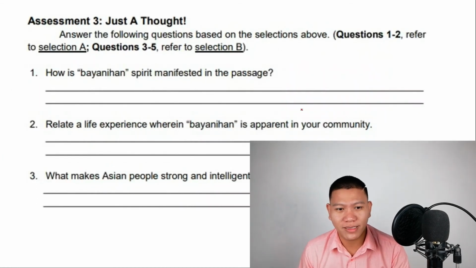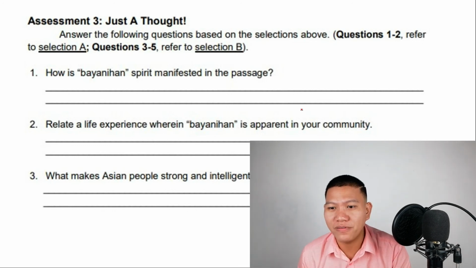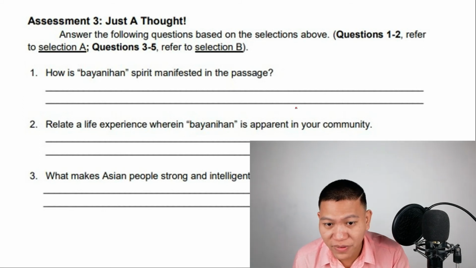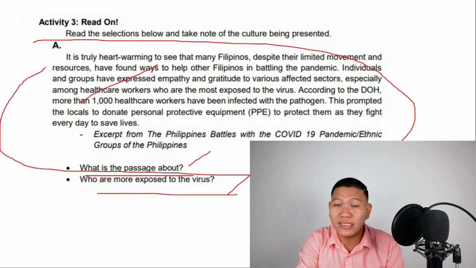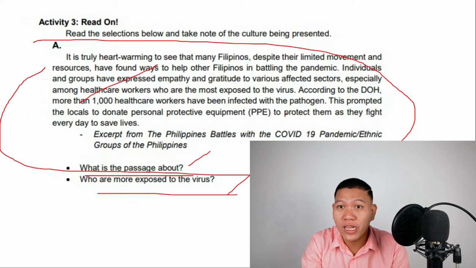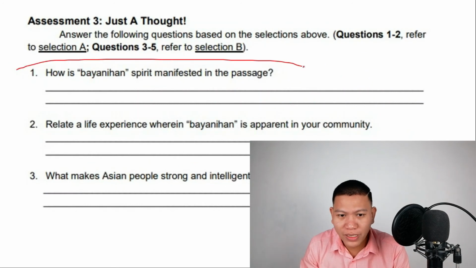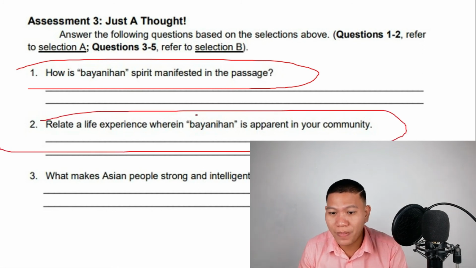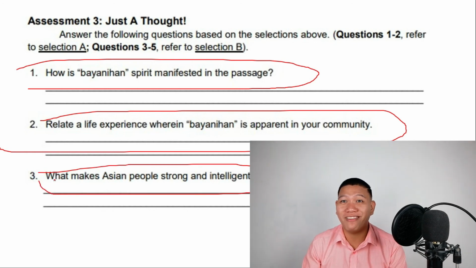Just a thought. Answer the following questions based on the selections above. Questions 1 to 2 refer to selection A, and questions 3 to 5 refer to selection B. So there are actually two selections here. I just did not present the second selection. You can find it in your module. And then, answer the following questions. How is the Bayanihan spirit manifested in the passage? Relate the life experiences whereby Bayanihan is apparent in your community, and what makes Filipino people strong and intelligent. Okay?